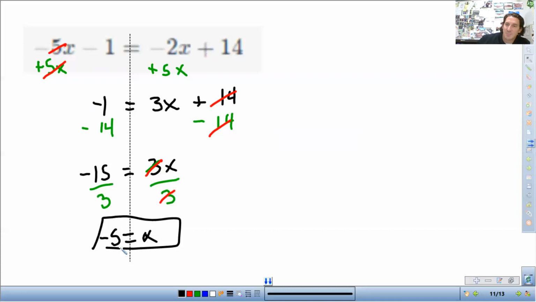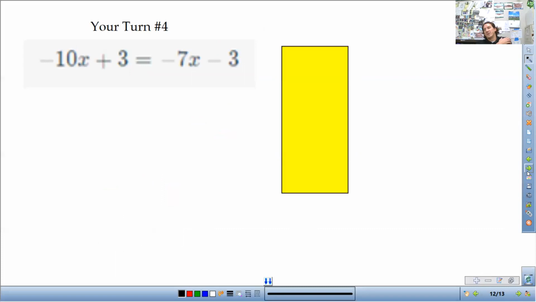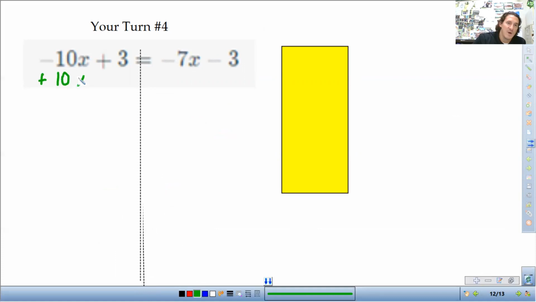All right, last problem. Do this one on your own. Check your answer when you're done. I'm going to go ahead and work through this right now. So just like we got a lot of negative 10s and negative 7s in this lesson. Did not do that on purpose. But anyways, negative 10 is further to the left than negative 7, so that's the smaller value. So I'm going to add 10x to both sides to eliminate the smaller x coefficient.